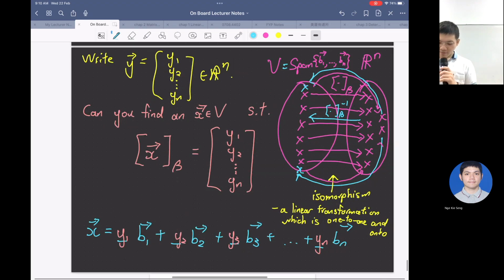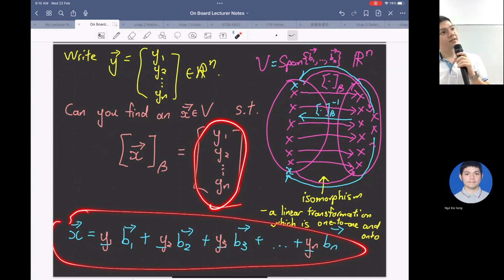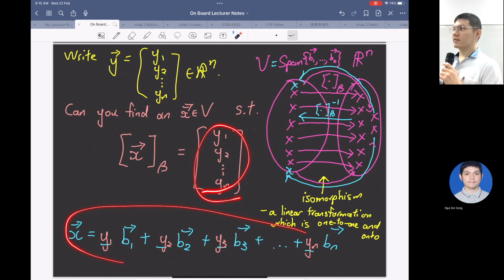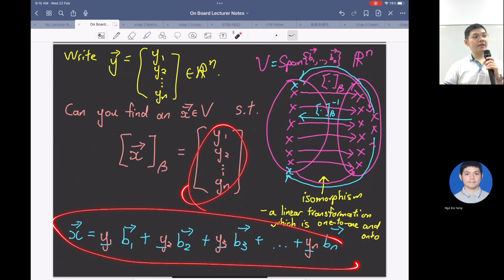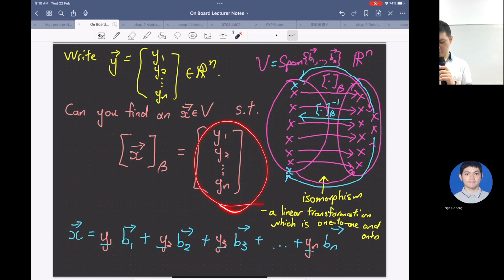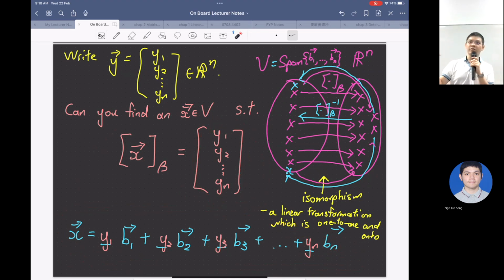How to find the inverse map is actually defined by the onto part, by how you check the onto part. You give me a vector in R^n, and I give you a vector in the vector space. This is how you go backward.